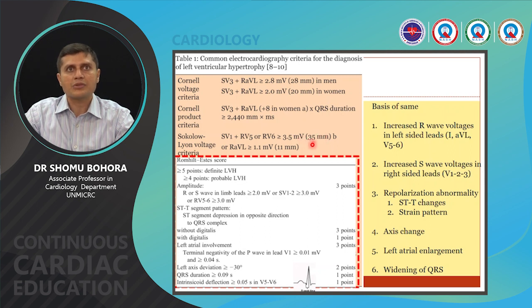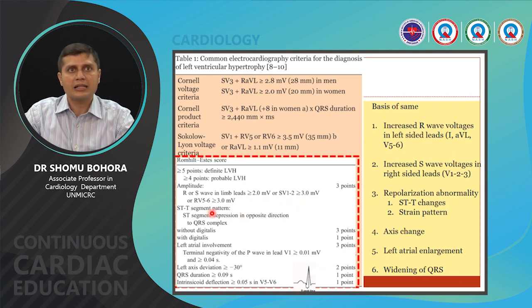However, many times this may not be appropriate, and that is why the Romhilt-Estes scoring system is there, where voltage criteria is given 3 points, wherein R or S in any of the limb leads is more than 2 millivolts, or S in V1, V2 or R in V5, V6 is more than 3 millivolts, that is 30 millimeter, is given 3 points.